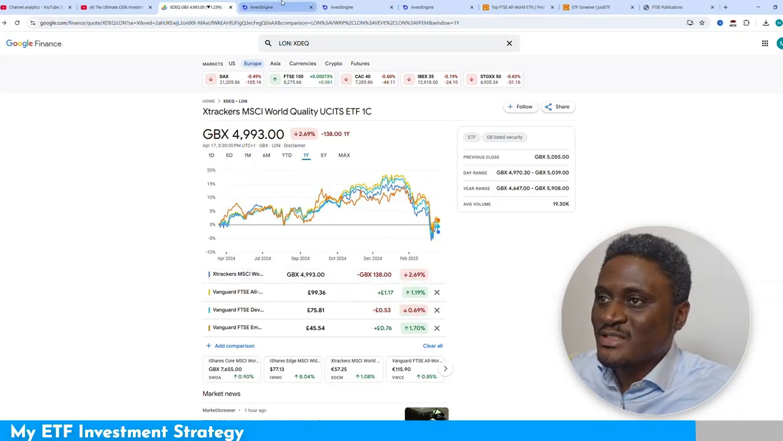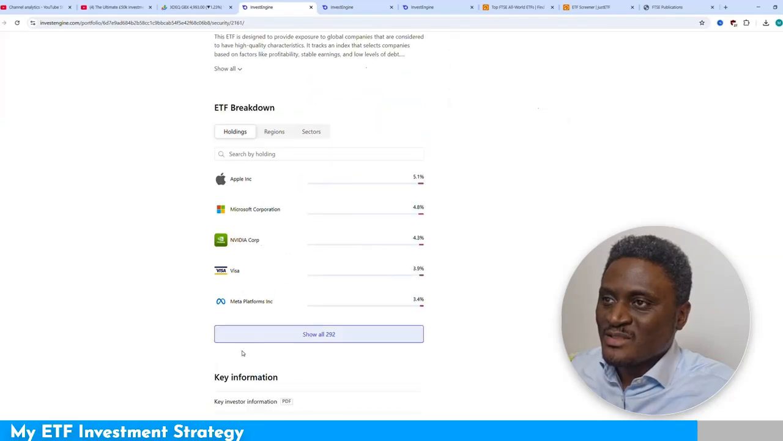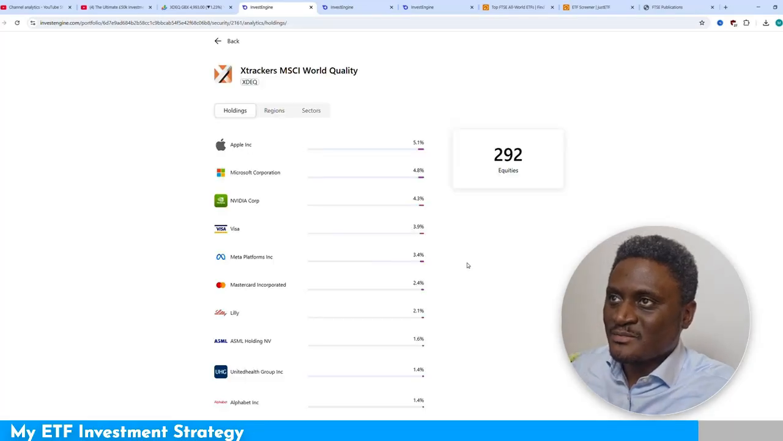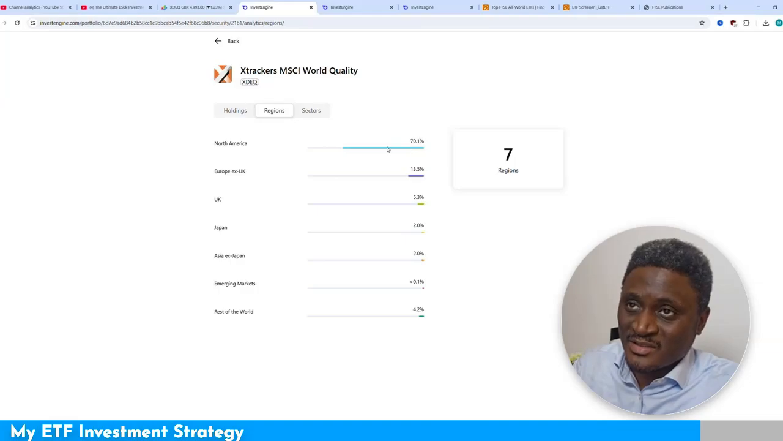If you look at the companies that make up this XDEQ, this quality, they are mostly these big tech stocks and so on. And you look at the regions covered as well. This is 70% North America.